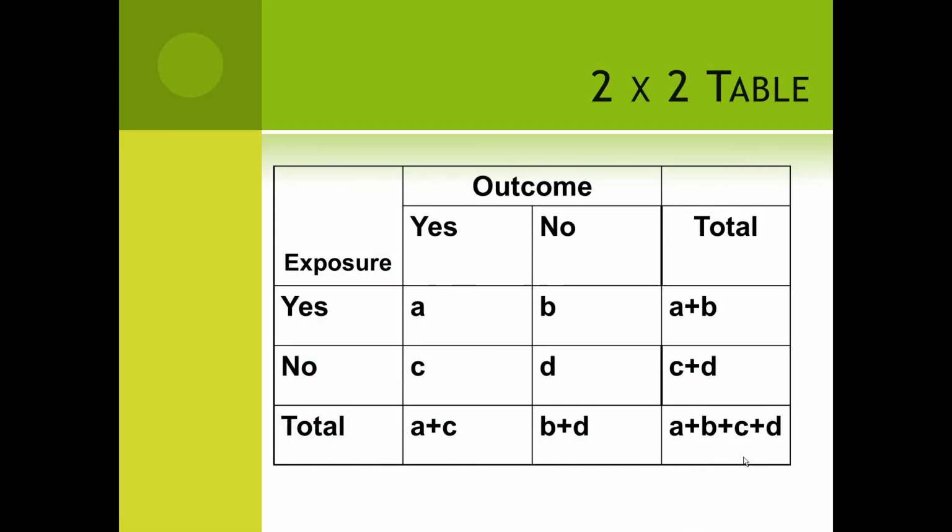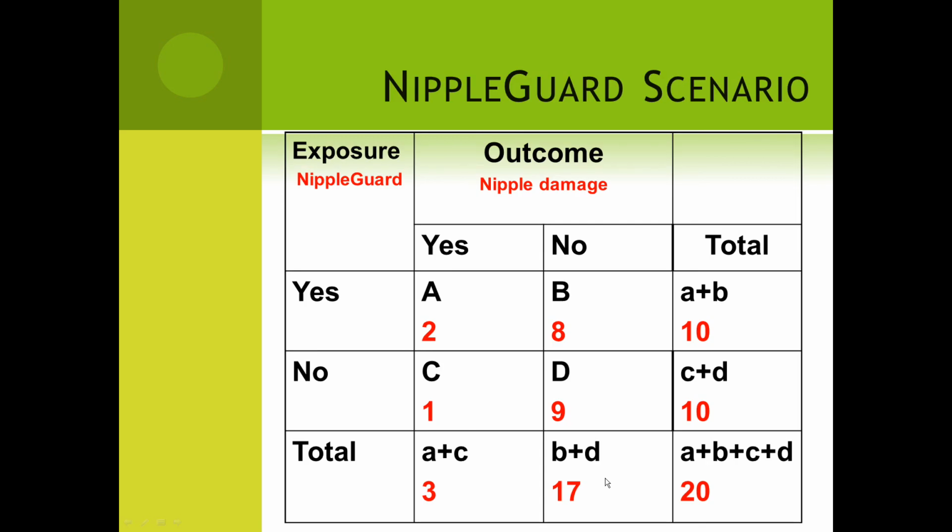One of the ways that we can input data to make it easier to make these sort of calculations is called a 2x2 table. So when you've got 2 groups and you're interested in one particular outcome, you can factor in the different details of the findings of the study into a table like this. So let's put in the data for the study on our nipple guard.